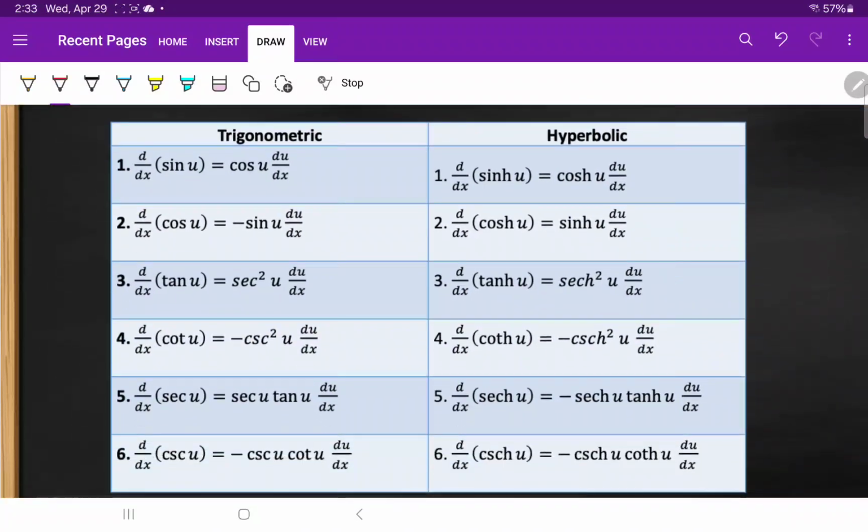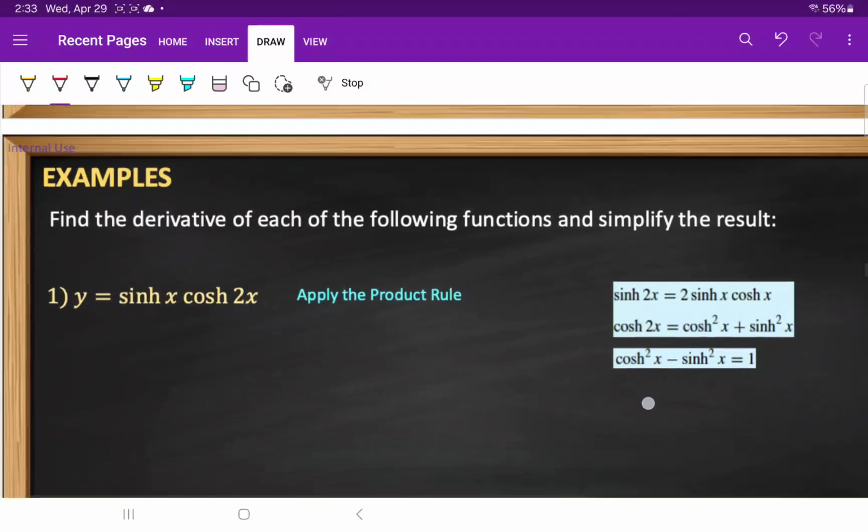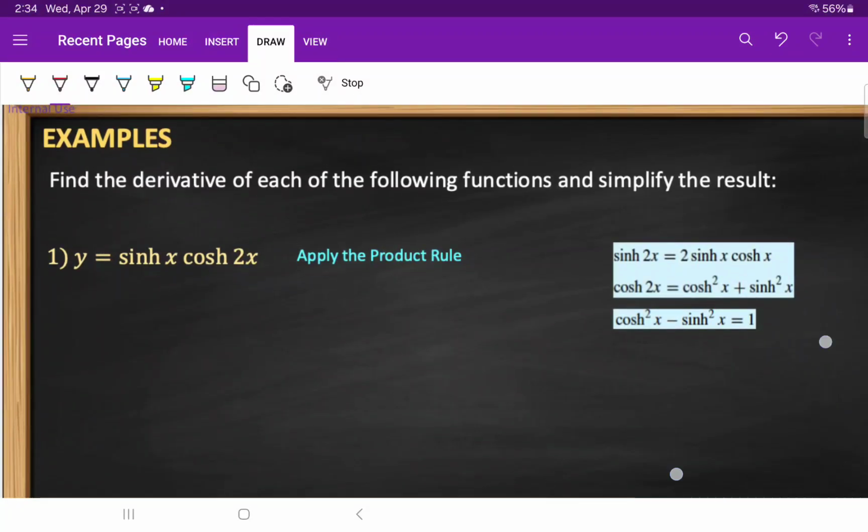Then we have here the differentiation formulas. The first is the derivative of the hyperbolic functions. Now look, as I mentioned, for trigonometric and hyperbolic, they are the same. They just differ in signs here. The first three are positive, the last three are negative. Alright, now we go to the examples.